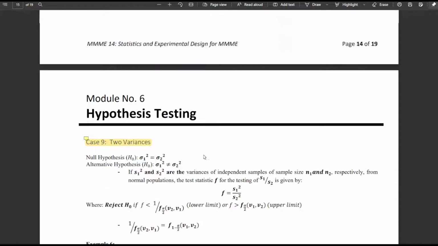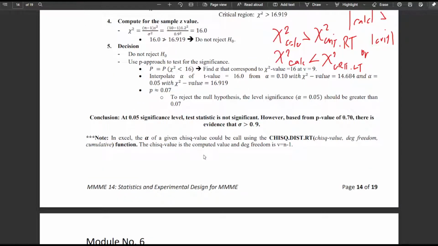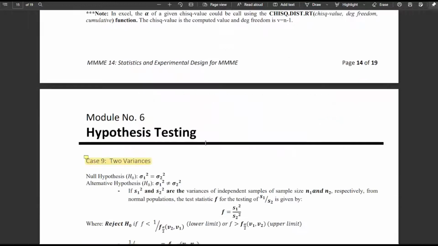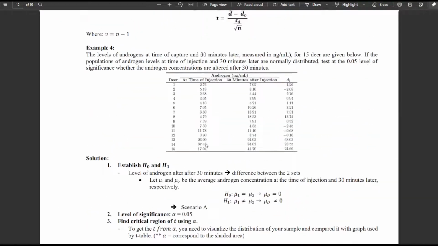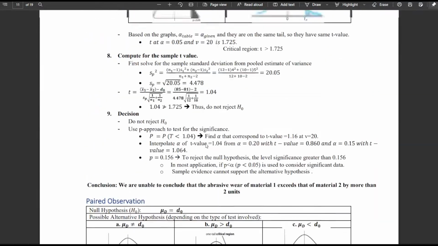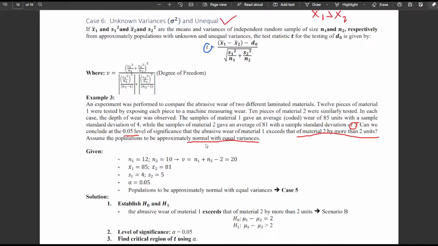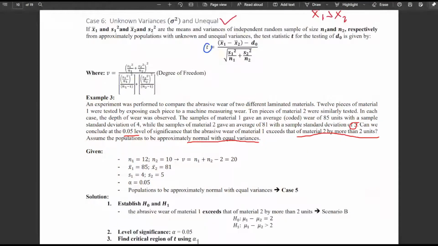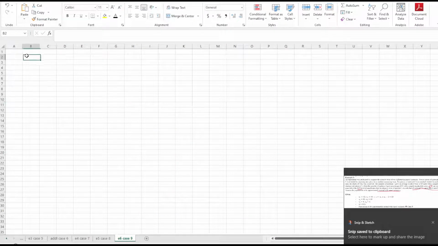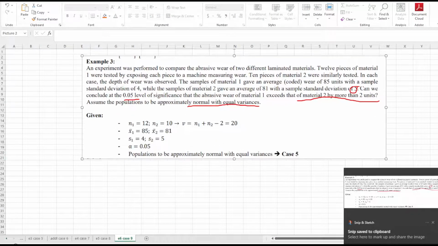Saan na ba yun? Case... Wait lang, class, nalilito na rin ako. This is not it. Eto, nandito. Normally with equal variances. So, let me just copy this, no? Para, ayan. Okay.